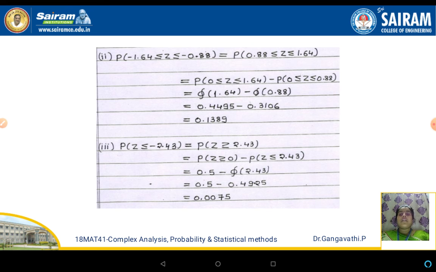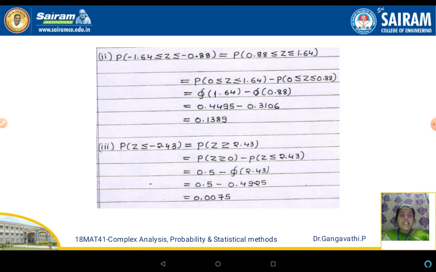The third subequation here was P of Z less than or equal to minus 2.43. So we can write it as Z greater than or equal to 2.43. It is just to avoid our negative sign so that we can perform the problem in a better way. We can write it as P of Z greater than or equal to 0 minus P of Z less than or equal to 2.43. The same technique which we used in the first equation, we are using here. P of Z greater than or equal to 0 is 0.5, which is a standard value we know. And P of Z less than or equal to 2.43 can be written as phi of 2.43, which we have to get from the normal distribution table.